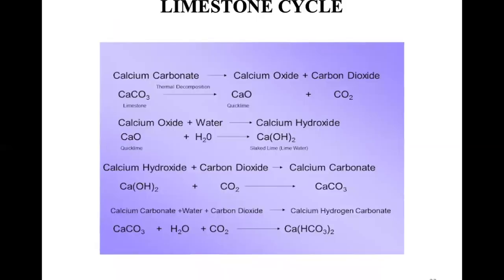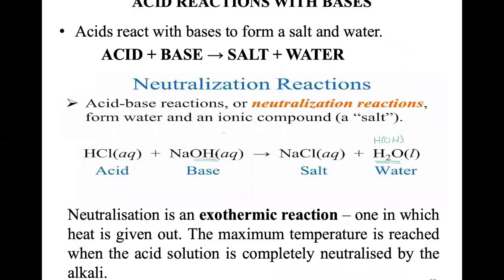So here you can see calcium carbonate. When it is heated, thermal decomposition, it will give rise to calcium oxide, that is quicklime, plus carbon dioxide. When water is added to the quicklime, it will form slaked lime, that is Ca(OH)2. When this slaked lime absorbs carbon dioxide, calcium carbonate is formed. This is how you should know the limestone cycle.